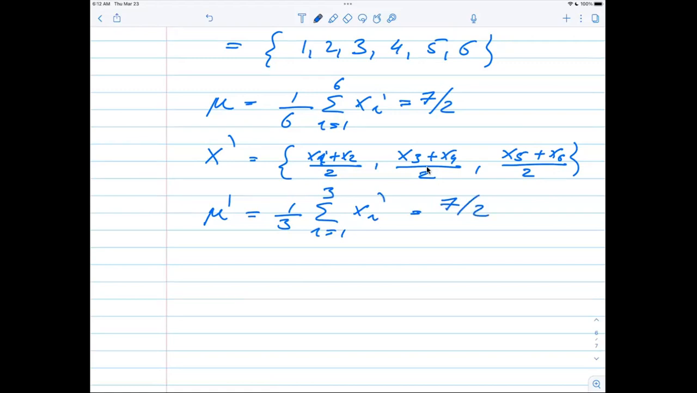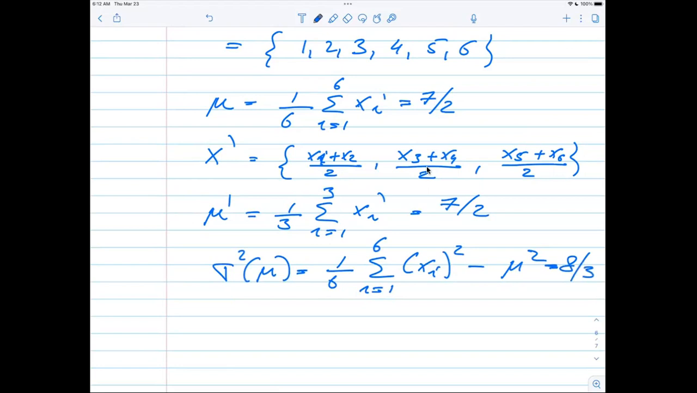Now, what we could do next is to calculate sigma squared for mu, so the full data set. And in that case, what we have is 1 divided by 6. And again, I hope you don't get offended if I just rewrite these terms here. And this is minus mu squared. So that's the definition of the variance. And if we do the calculations, this should be 8 divided by 3.